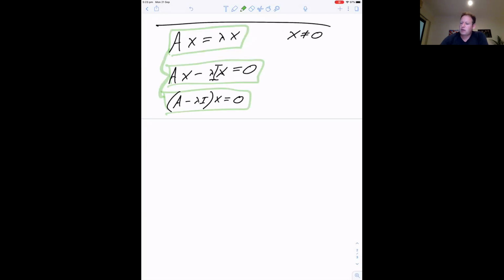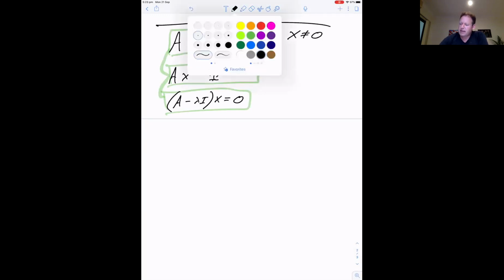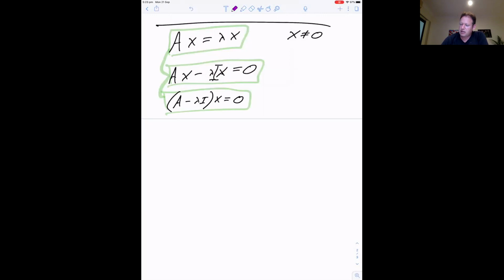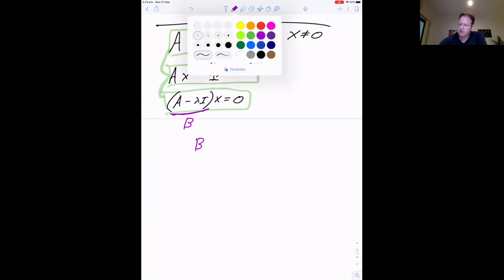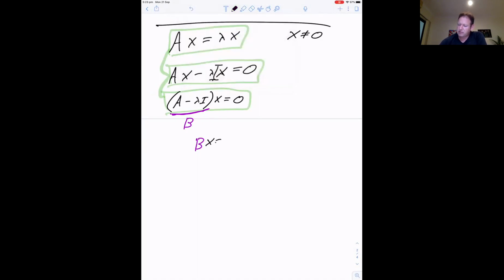Now, look, we created this new matrix, and it actually doesn't really have a name in linear algebra. Its inverse sometimes has a name, and it's called the resolvent. But this matrix in its own right doesn't really have a name. But let's call this matrix B. So we now have this system of equations Bx equals 0. Is B square?